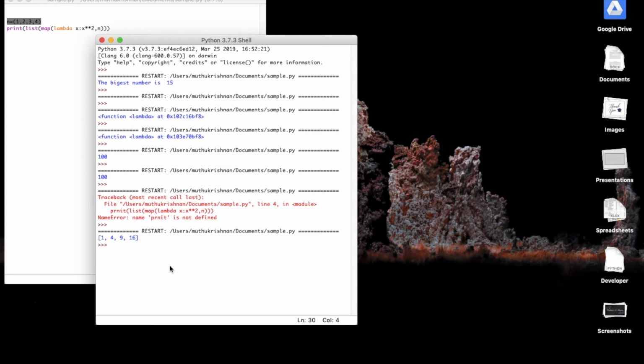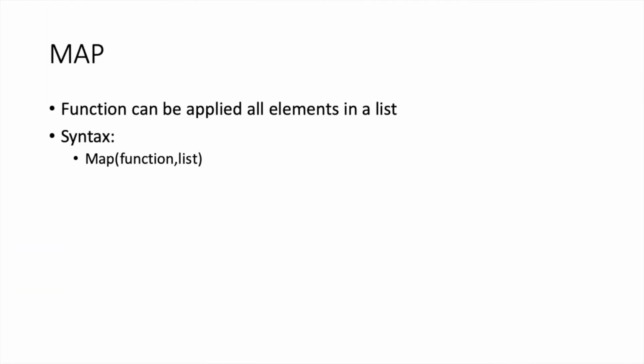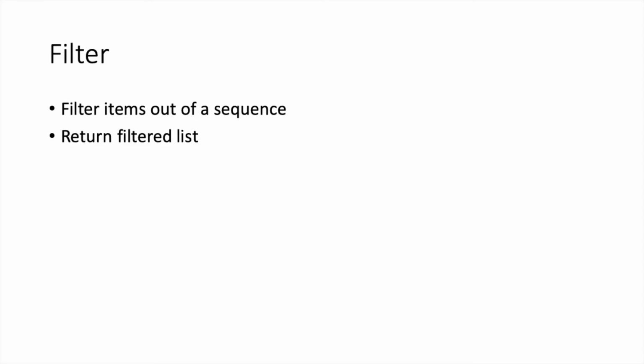All right, that's all about the map function. To make it very clear, the syntax for the map function is very important. It can handle two arguments. The first argument is a function and the second argument is a list. And next we will see the filter.